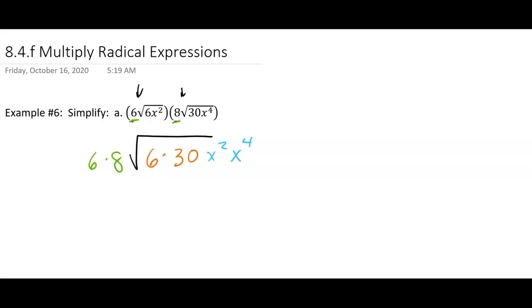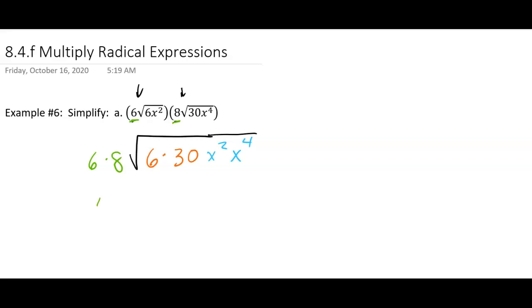So that's kind of what it looks like in pieces. That's what gets multiplied together. You've got the numbers in front of the radical getting multiplied. Then inside the radical, you've got the coefficients, the 6 times the 30, and then you've got the variables. Okay, so a little problem, but lots of pieces.